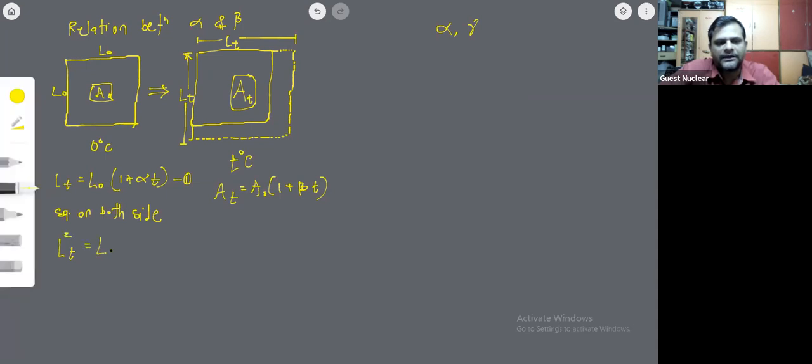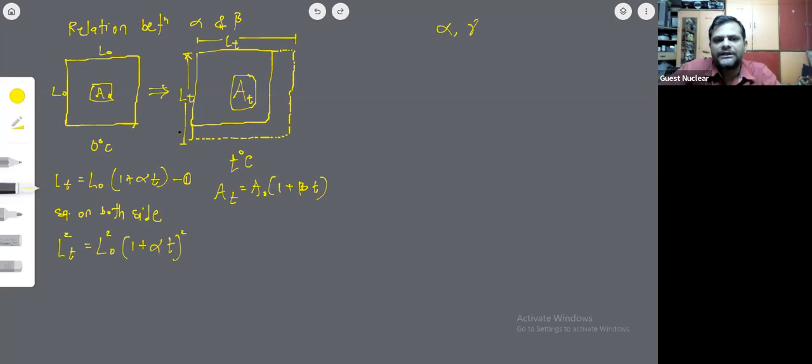Okay, and here it can become this L naught square and also the bracket is squared. So 1 plus alpha t का whole square हम यहाँ पे कर रहे हैं. ठीक है. अभी सोचो ये स्क्वायर हमने क्यों किया? क्योंकि हमको पता है कि LT का स्क्वायर मतलब क्या.